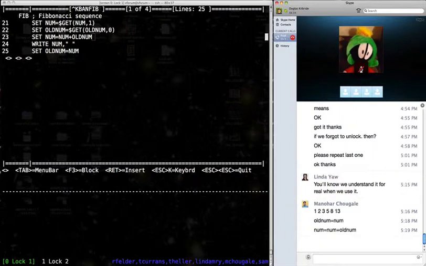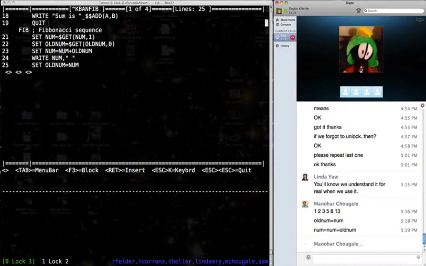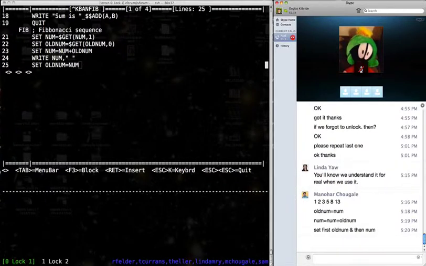Hold on a moment. Here the old number is 0 and 1. We add 1 plus 0 gives us 1. Let's make them a different number. Let's make num 2 and old number 1. We add, so that gets us 3. Then the old num. You set first old num, then number. Thank you.